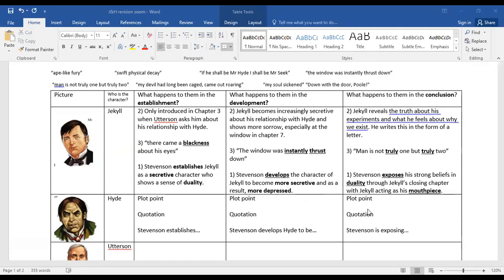If you have any questions about what we're doing or any of this, I'll answer any questions you have about this as well. After this session, I'll upload this document. So you've got the example here with Jekyll, and you can do the same for Hyde, Utterson, Lanyon. If you want to bring that to me in school for me to look at, just to check.